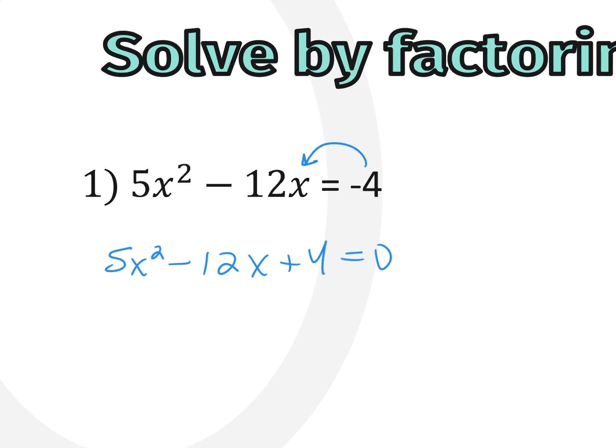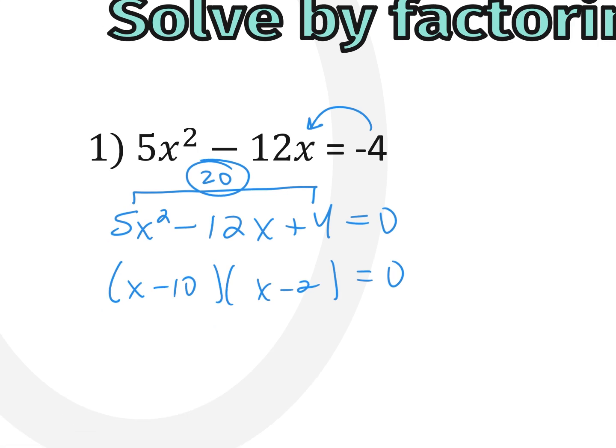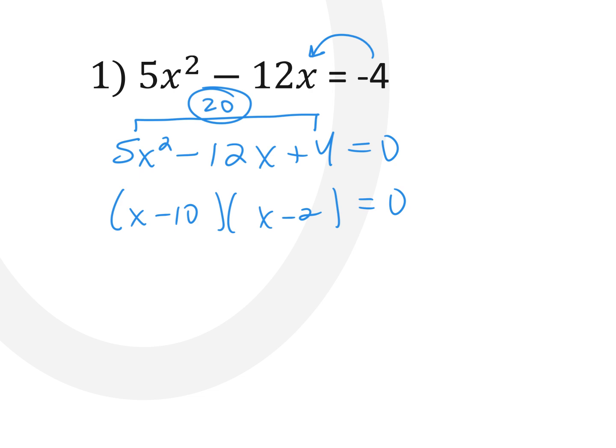So let me show you. I'm going to go both ways. I'll show you the mistake that some people made. So 5 times 4 is 20. What are the factors of 20 that multiply to give me 20, but add to give me a negative 12? So x minus 10, x minus 2. A lot of people got that, and then they told me their answer was x equals 10 and x equals 2. Is that correct? No, that's not factored, guys.